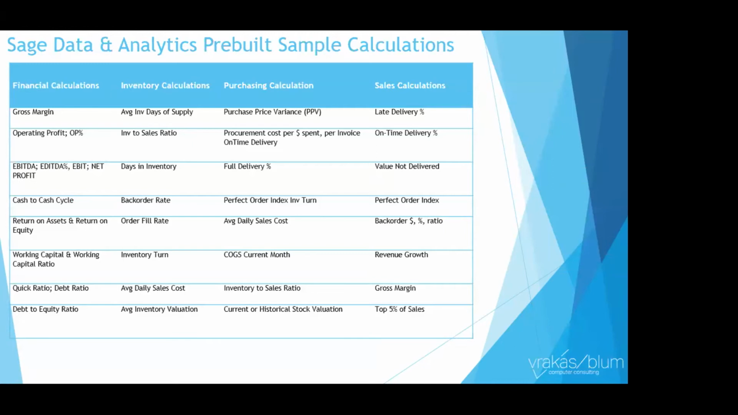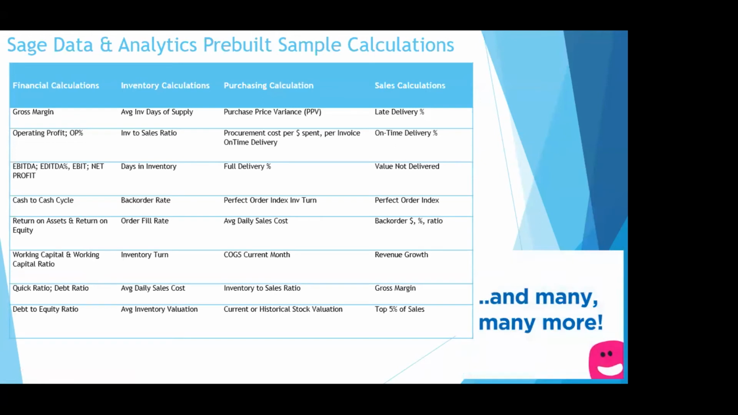Just an example of all the different calculations that can come with the program. This is just a very, very small snapshot. There are so many out there, but just giving you a snapshot. We have order fill rates, full delivery percentages, late delivery, financial calculations, gross margin, return on assets, return on equity, just to name a few. And like I said, many, many more with the program.